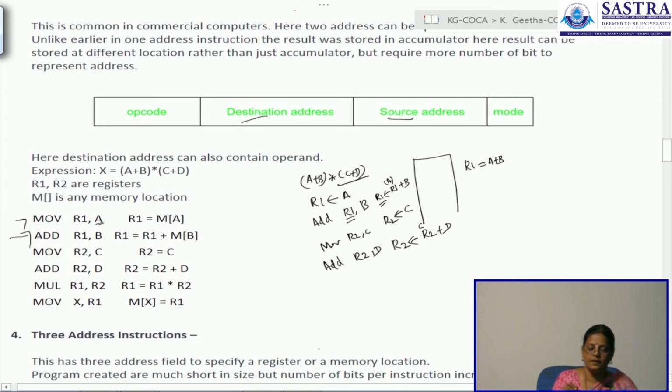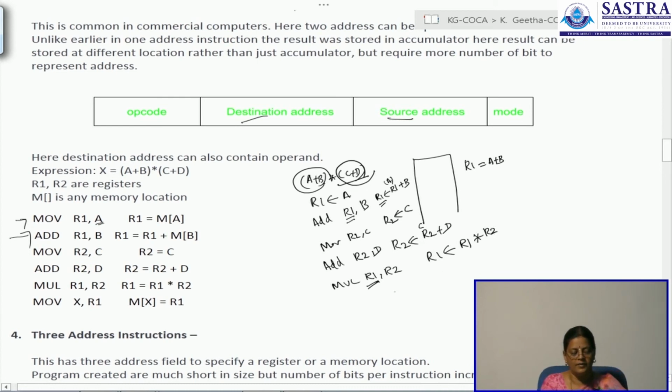Now what do I have to do? C plus D is available in R2, and A plus B is available in R1. These two registers, I should multiply. So directly I will say multiply R1 comma R2. If I give it like this, what will happen? One of the operands is the destination address, which is R1. So R1 will be equal to the previously stored value of R1 multiplied with R2.